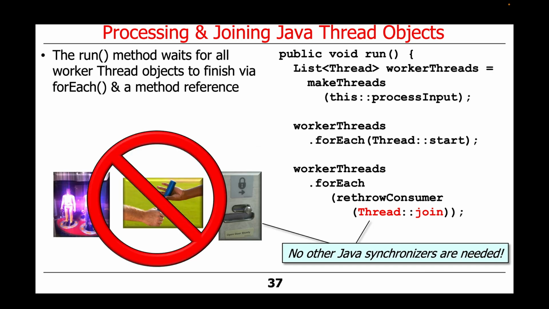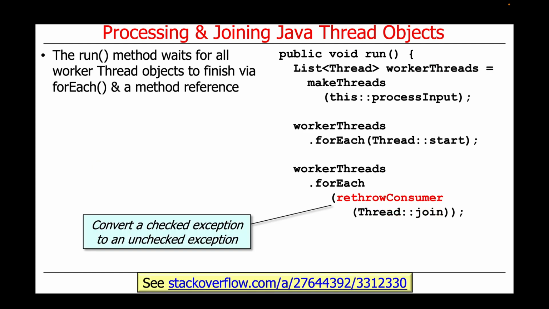For this type of embarrassingly parallel program, no other Java synchronizers are needed. By the way, note how we wrap the Thread join method inside the rethrow consumer adapter function. This particular function is used to convert a checked exception, such as the InterruptedException that Thread join can throw, to an unchecked or runtime exception. You can learn more about this particular technique at the link at the bottom of the slide.